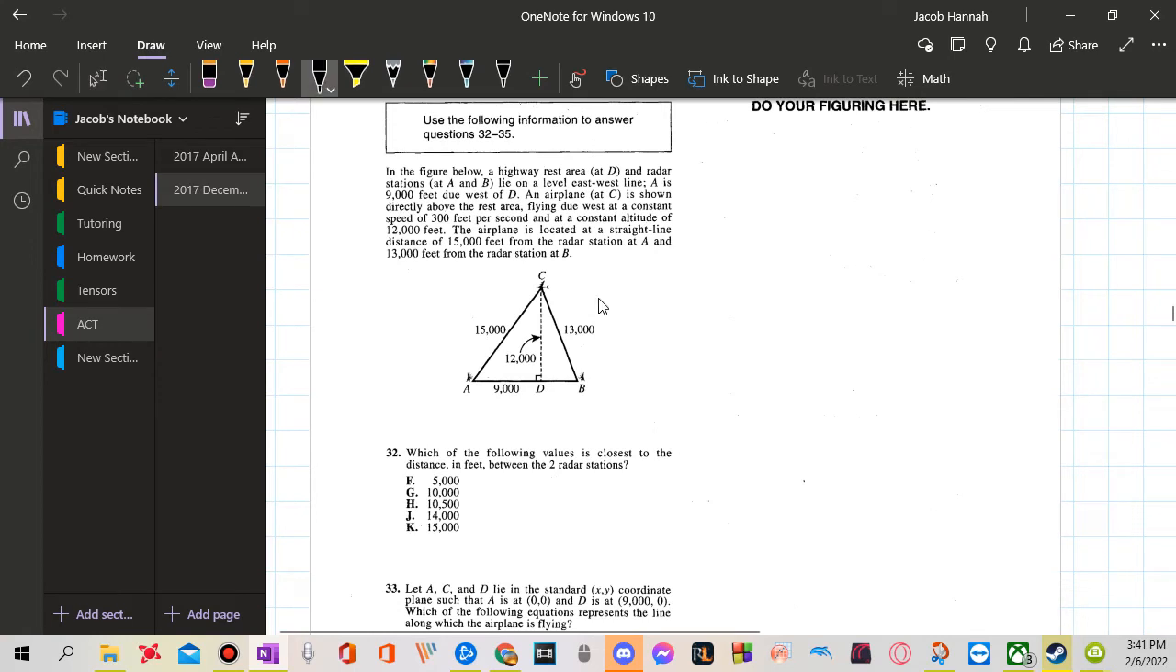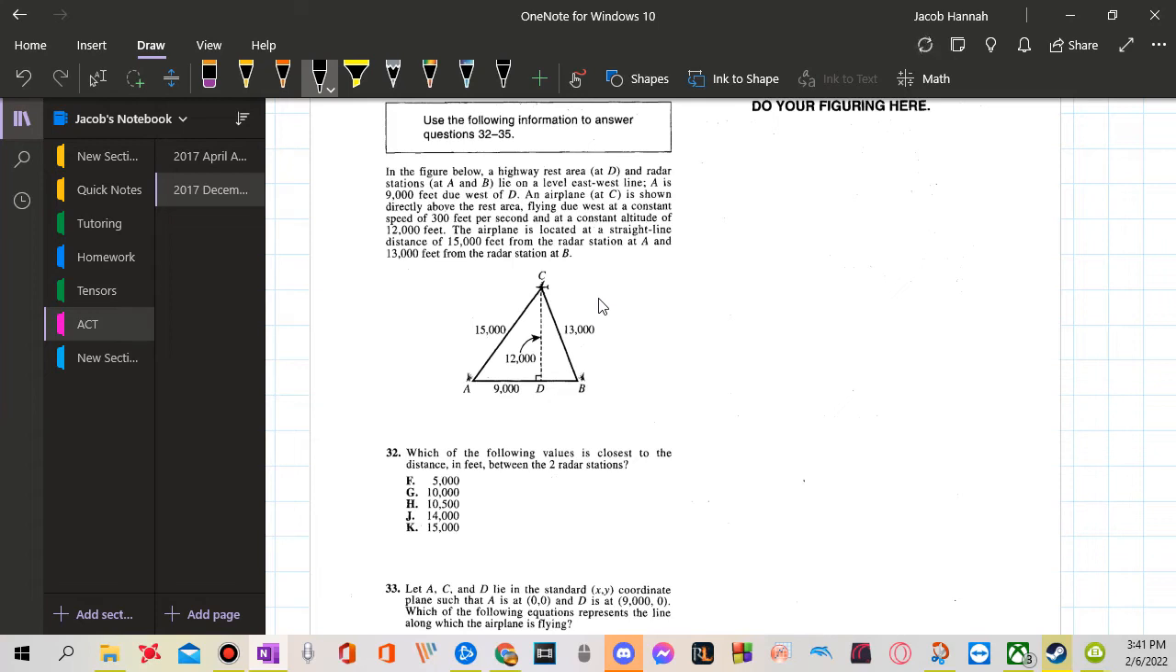In the figure below, a highway rest area at D and radar stations are plotted on the level east line. A is 9,000 feet due west of D, and an airplane at C is shown directly above the rest area, flying due west at a constant speed of 300 feet per second. At a constant altitude of 12,000 feet, the airplane is located at a straight line distance of 15,000 feet from the radar station at A. Alright, what's it asking? Which of the following values is closest to the distance in feet between the 2 radar stations?